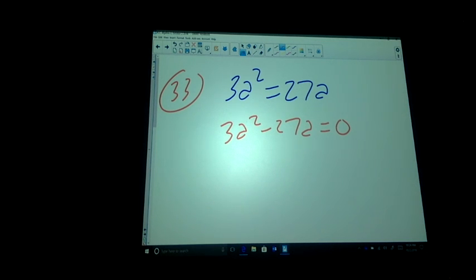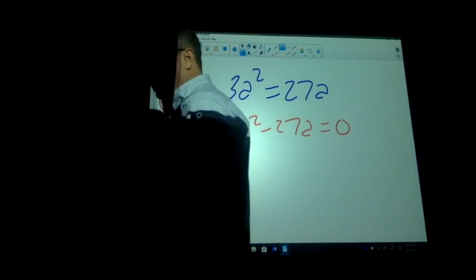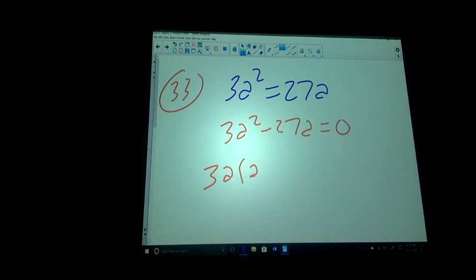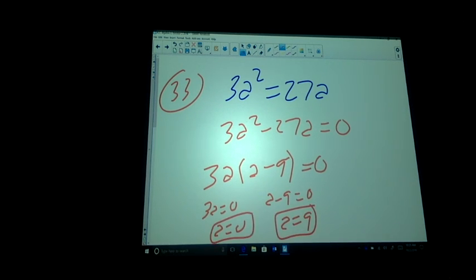I just subtracted. Then, do I have a greatest common factor on the left? 3. I have a 3. What else? An a. 3 and an a. If I factor 3a out of 3a squared, that leaves me just a minus 9, I believe. So this is going to be 3a equals 0, so a equals 0. And then a minus 9 equals 0, so a equals 9. So those are my solutions.